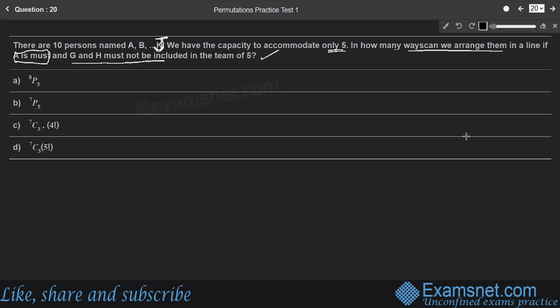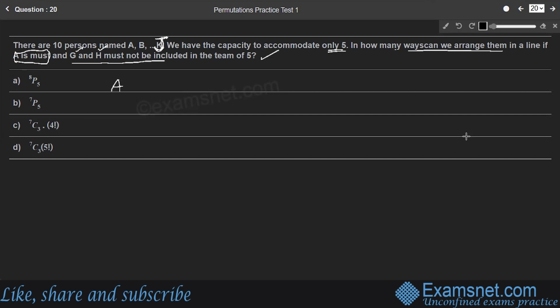Therefore, out of 10 persons, we need to neglect these 2 persons. That means you should not consider G and H. These 2 persons must not be included in the team of 5. Therefore, here it is given that A is a must.